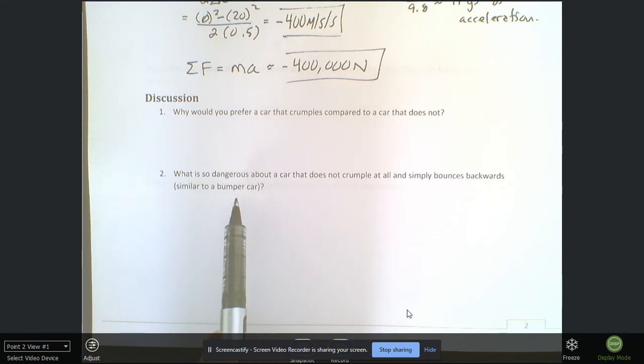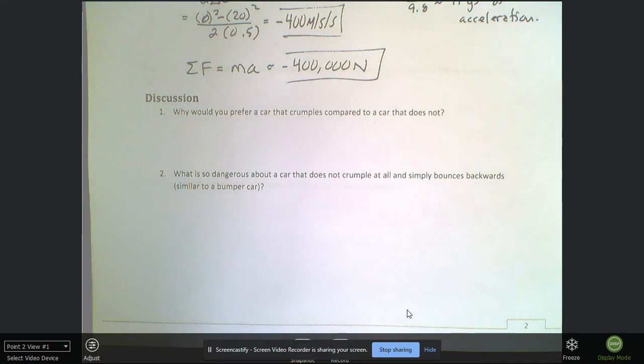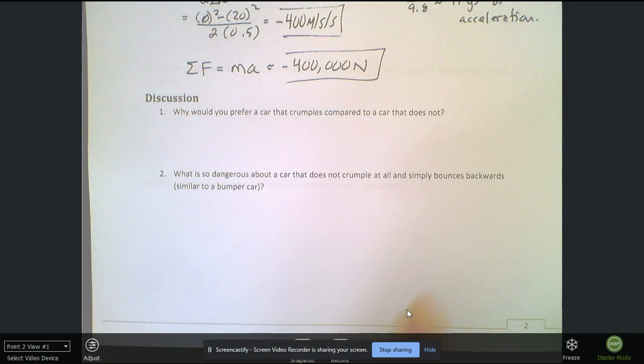If your car was like a bumper car, your impact time would be extremely small. Your crumple zone would be tiny, and therefore your acceleration would be massive, and your impact force would be massive. The whiplash you would get from that is just unbelievable. So answer those two questions there in nice full sentences for the situations.